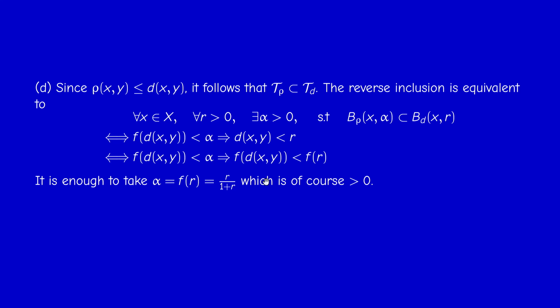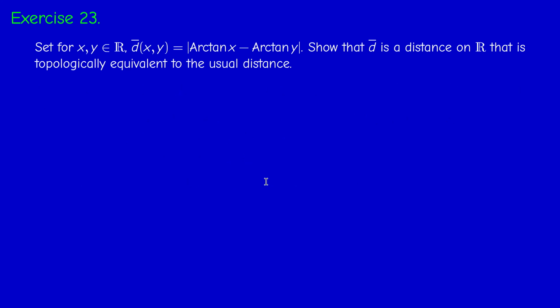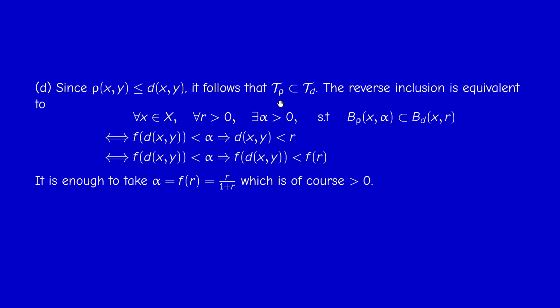Okay, and so this proves the reverse. So this proves that T_d is contained in T rho, the other way around. So we have equality, and therefore d and rho are topologically equivalent. We asked this also in an exam some years ago.